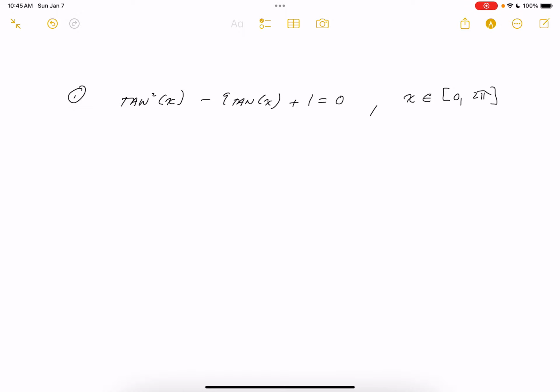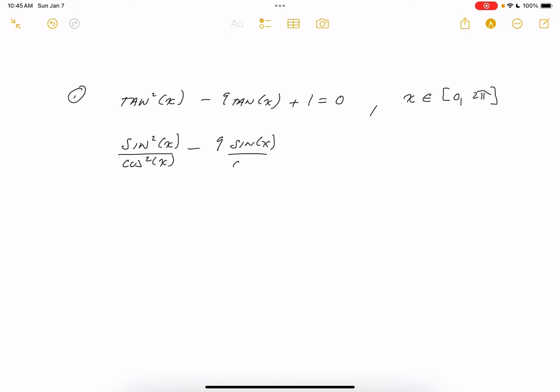All right, the first thing I would do is rewrite it in terms of more familiar functions. So I'm going to go towards sines and cosines. So the first term would be sine squared over cosine squared. The second term is going to be sine x over cosine of x plus 1 equals 0.